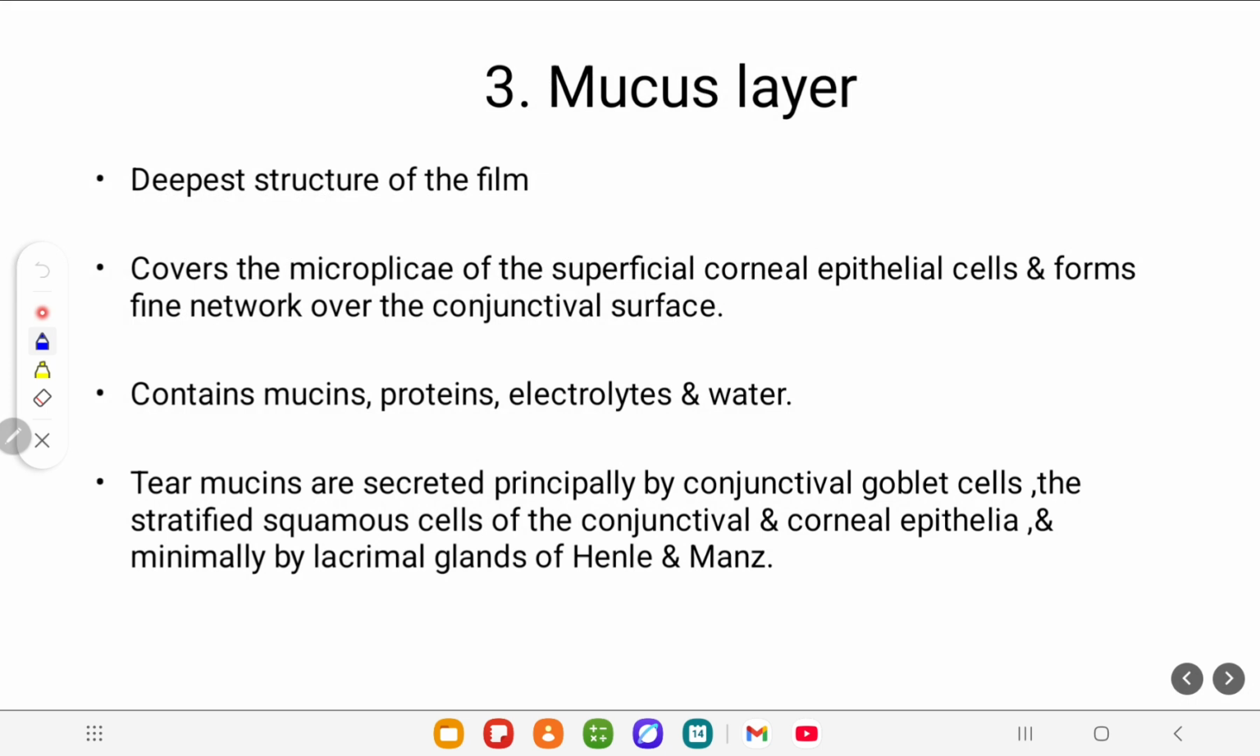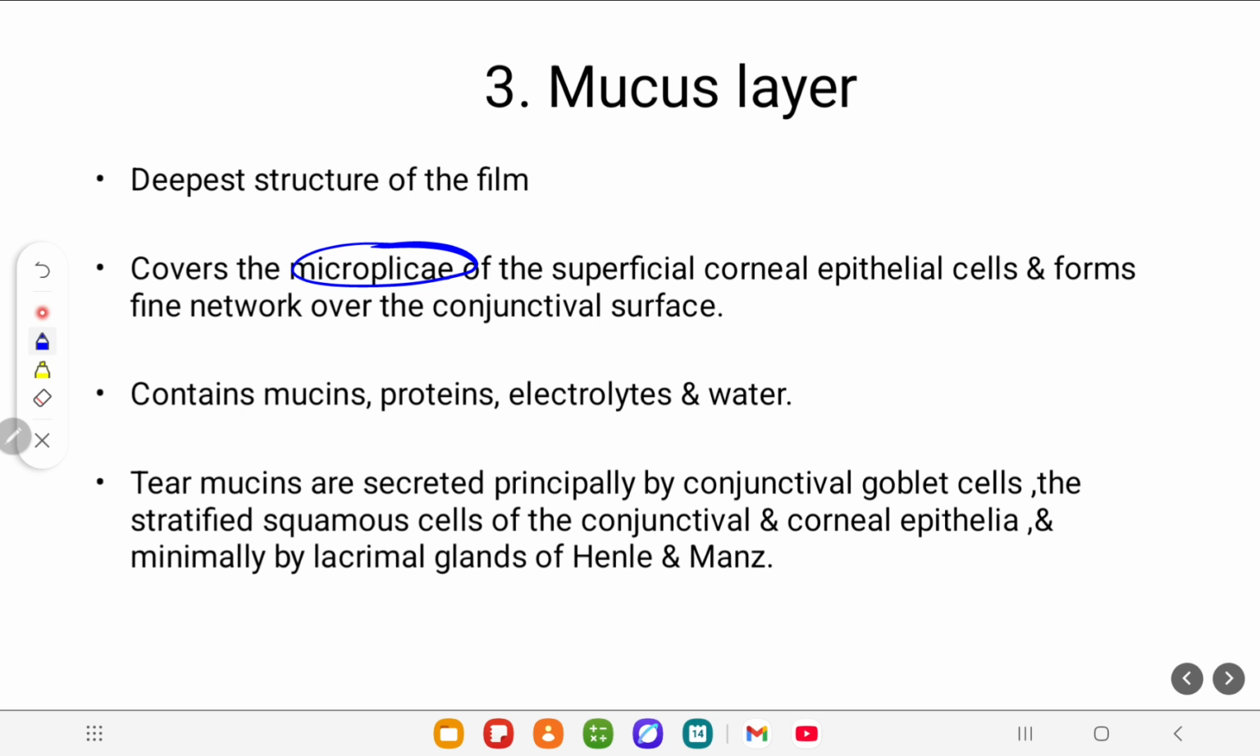So the mucus layer, the third layer, is the deepest structure of the film and covers the microplicae of the superficial epithelium and forms a fine network over the conjunctival surface. Basically, mucin is covered over the microplicae. That's why the mucin layer is actually attached to the cornea, isn't it? It contains mucin, protein, and electrolytes in water.